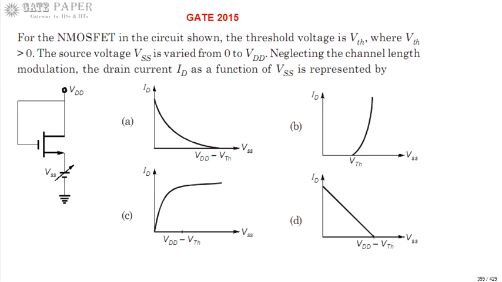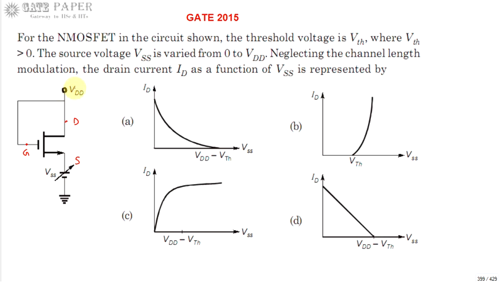Hello, we are discussing the GATE 2015 ECE paper. Look at the circuit diagram. This is a simple N MOSFET whose gate and drain are shorted. This is the gate terminal and this is the drain. This is the source, because for an N MOSFET, the drain is more positive than the source.